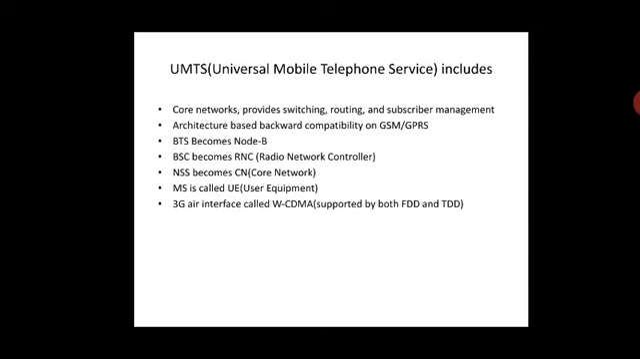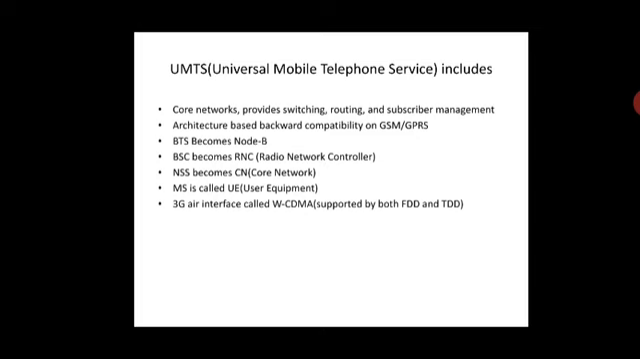BTS becomes Node B. That is what we call Node B. BSC becomes RNC, the radio network controller. This is with respect to UMTS. You need not worry about what UMTS means; it is such an advancement in technology. NSS becomes CN, the core network. And MS is called UE, user equipment. User equipment in a wireless network is nothing but your mobile phone.